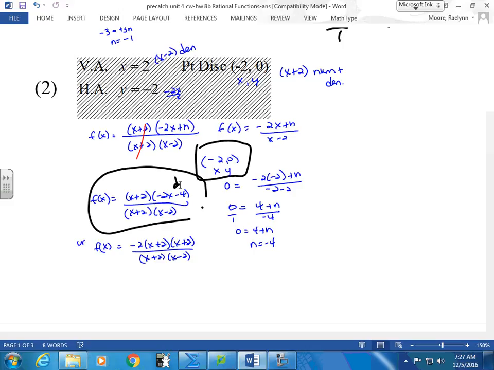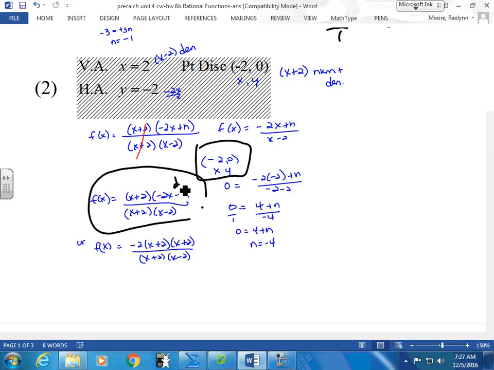Good? Questions? I know these are tough. What always throws everybody off is that other piece of the point of discontinuity. That's where the plus n comes from. And if you write yourself a little note at a time where you're supposed to be, it kind of helps.